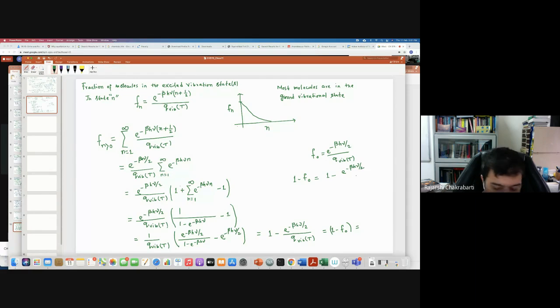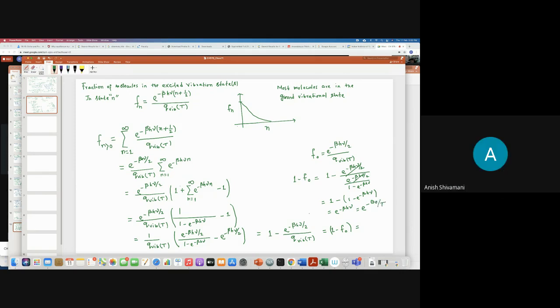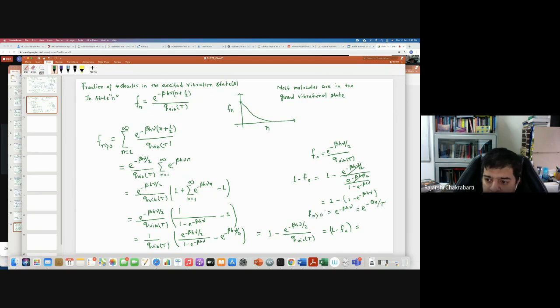1 minus f0 has to be equal to 1 minus e to the power of minus beta h nu by 2, divided by, this one is e to the power minus beta h nu by 2, no? This is how it is. So this will cancel. So what is the answer? e to the power minus beta h nu. This is fine. So your f for n greater than 0 is given by this.